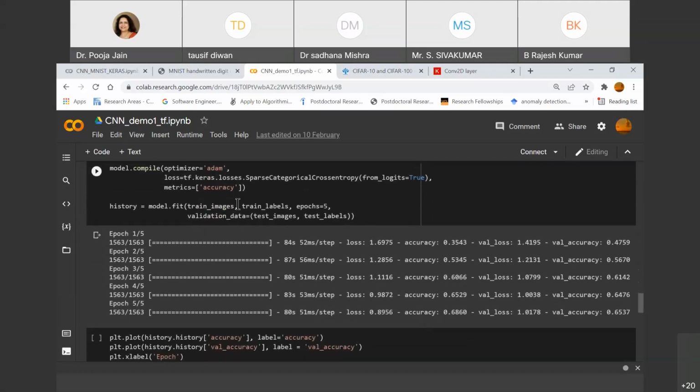In model.compile, we need to define the same 3 things: which optimizer we'll be using, which loss we'll be using, and which metric will be used for the evaluation of the model. After that, the actual model training will start on the training set. Along with the training set, we are also providing the labels. It is a supervised category. We run this for 5 epochs, and validation data is equal to the test images and test labels that we are also providing here.